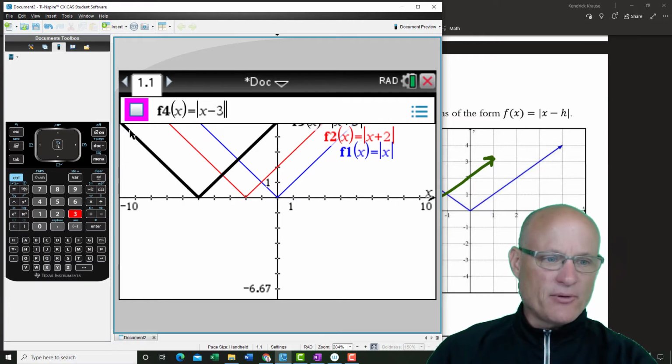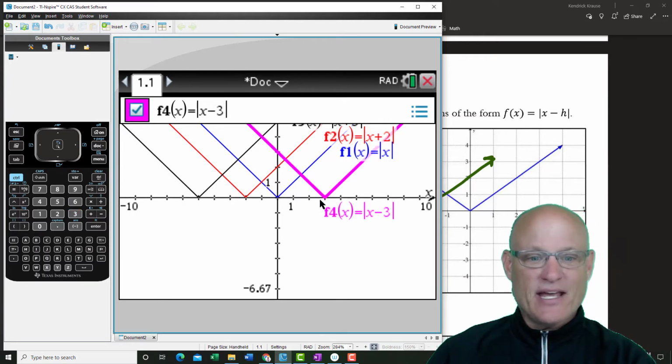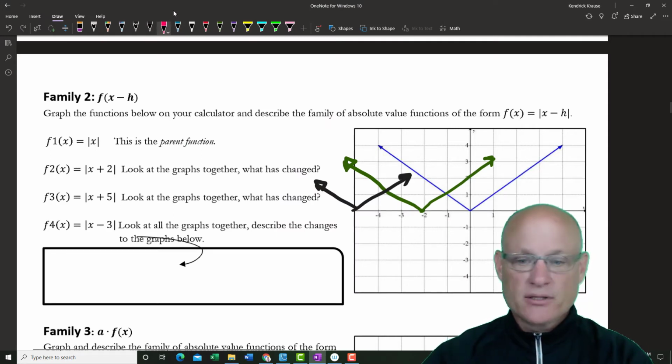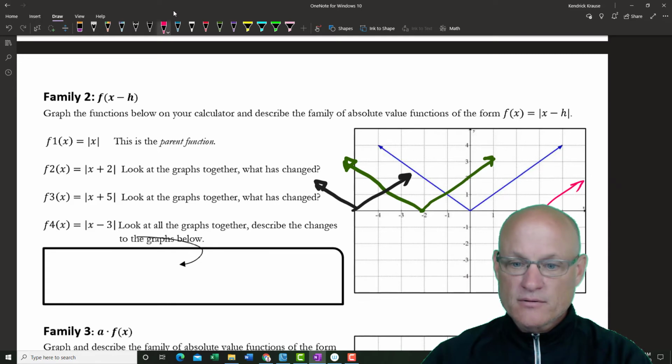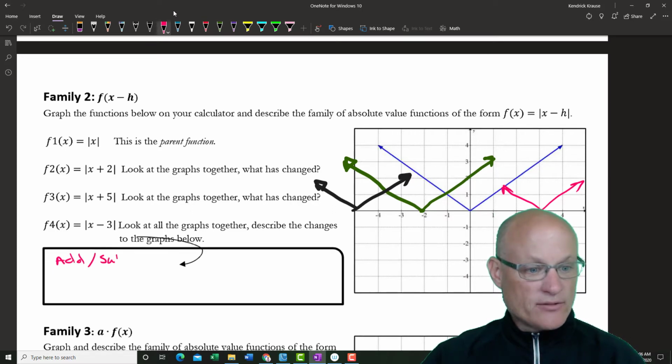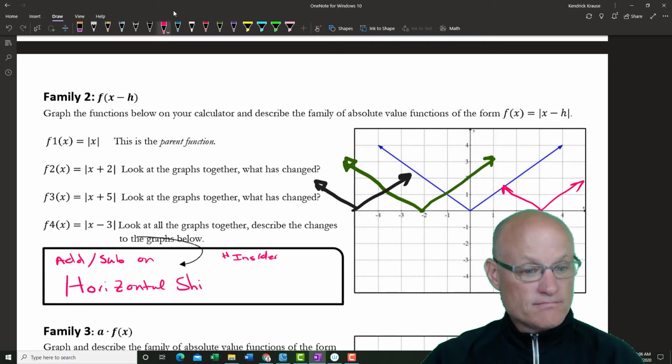If the +3 moved to the left, then it would kind of make sense that the -3 moves it to the right. And we'll do that in blue or fuchsia, pink. Move that to the right. So when we add or subtract on the inside, it is a horizontal shift. And that's left or right.